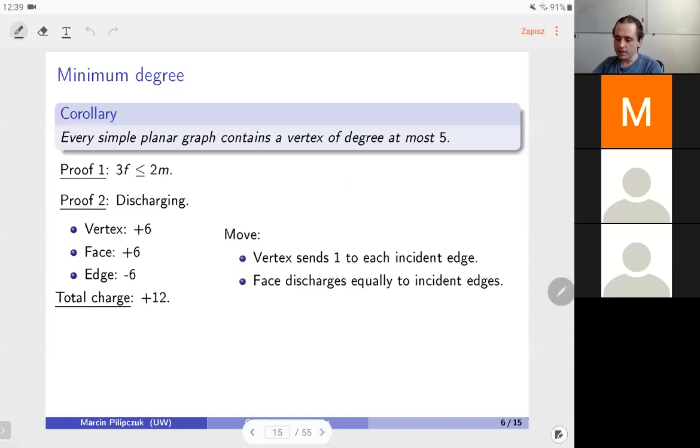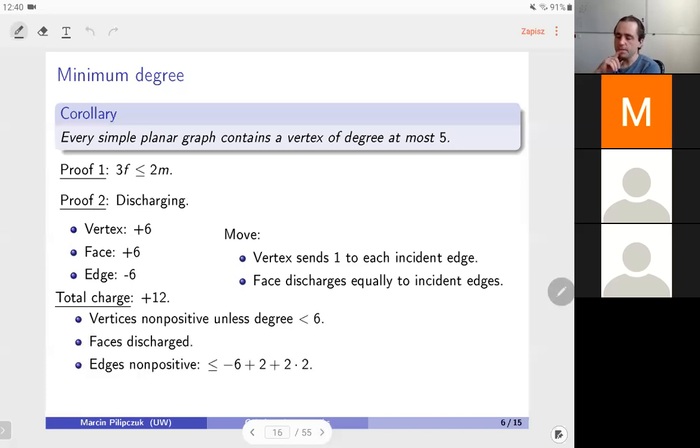Okay, and now let's do some reshuffling, and here the reshuffling is simple. Each vertex sends one to each of the incident edges, and every face takes its charge and discharges equally to each of the incident edges. Okay, so this is the move. It's not very complicated. We'll see a complicated example in a moment, but let's analyze what happens here.